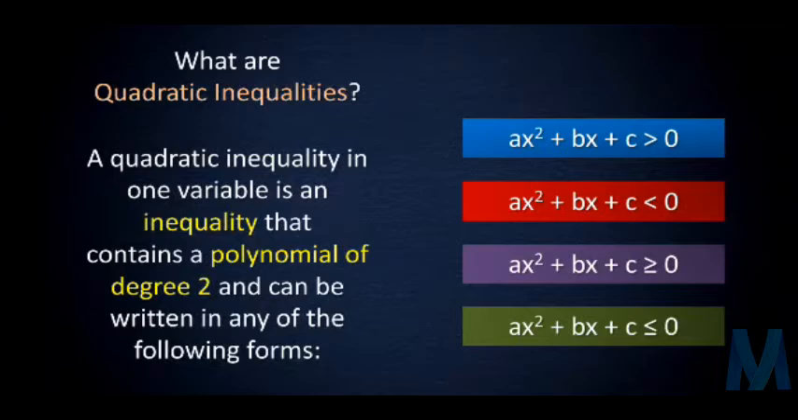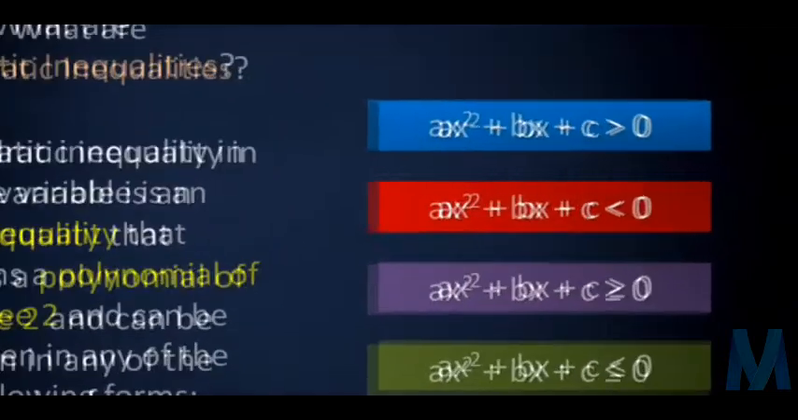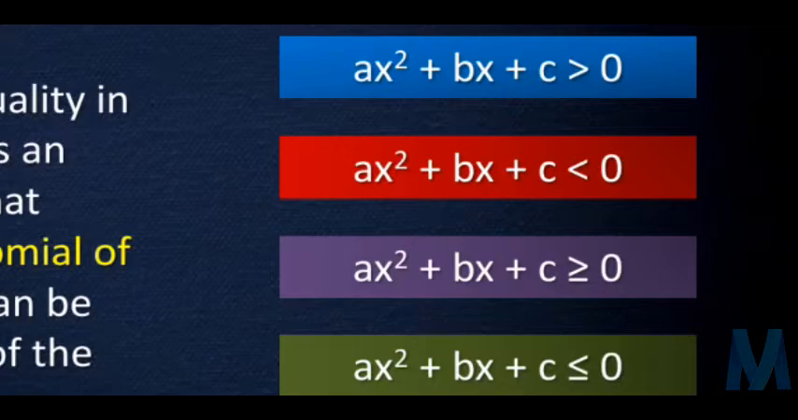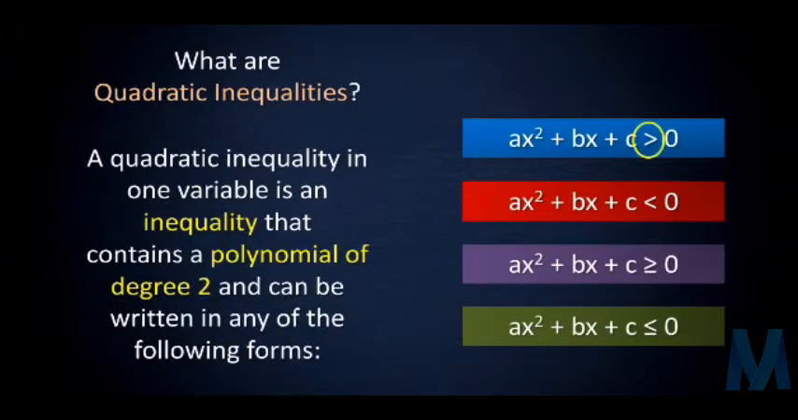Now notice that the polynomial on the left side of the inequality is of degree 2, meaning the highest exponent is 2. They have inequality symbols like greater than, so we have less than, greater than or equal to, and less than or equal to.